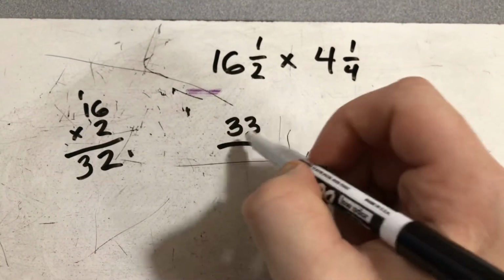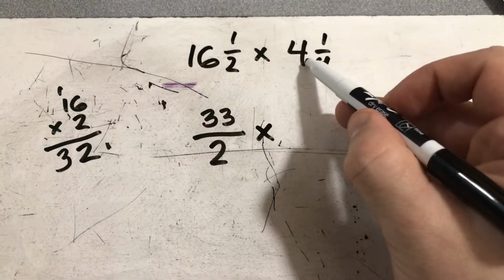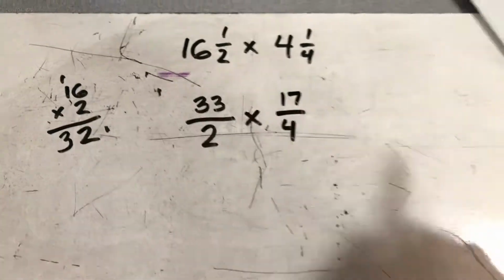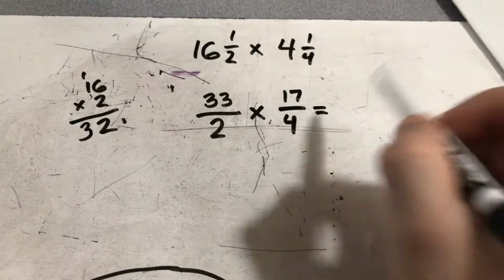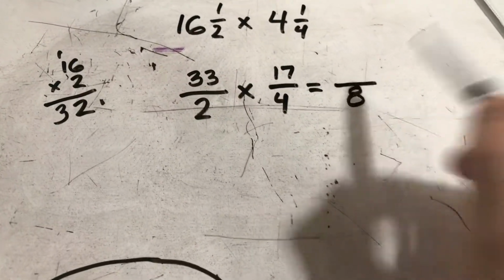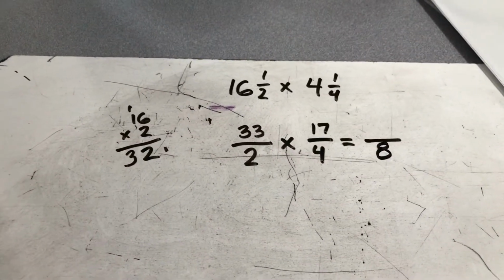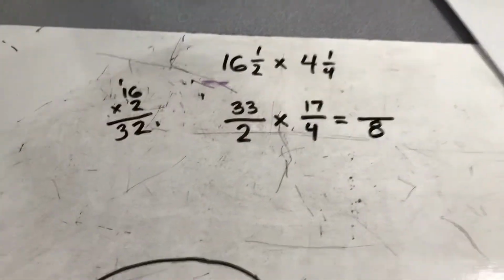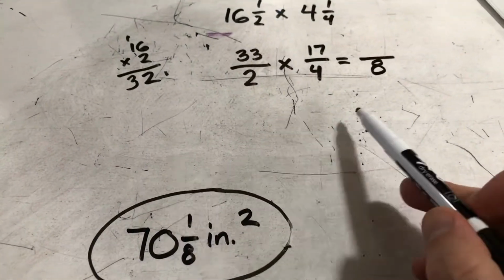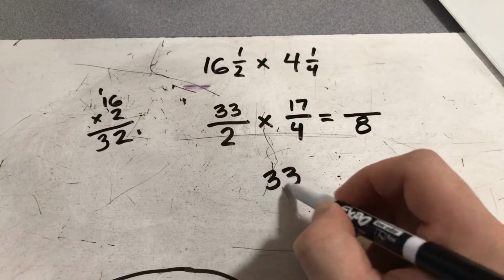33. Denominator stays the same. Halves. Multiplied. 4 times 4 is 16, plus the 1 is 17. Denominator stays the same. You get a 4. Now you're going to multiply straight across. 2 times 4 is 8. 33 times 17 is where we have to do a 2-digit by 2-digit multiplication problem, and that's when we have to drop the egg. So you can already see here that the denominators match up, 8 and 8, so that's pretty good. So 33 times 17.